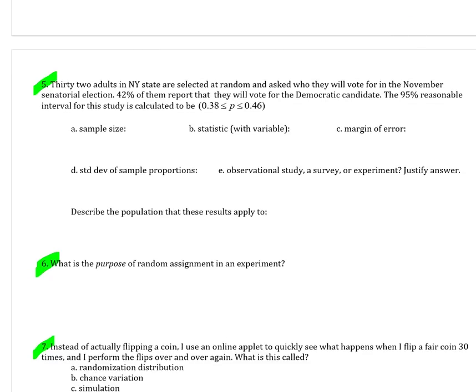All right, 32 adults in New York are selected at random and asked who they will vote for in the November senatorial election. 42% of them report that they will vote for the Democratic candidate. The 95% confidence interval for the study is calculated to be 0.38 to 0.46. Okay, now your sample size, that's how many people you took to make an inference about the population at large. So your sample size was your 32 adults in New York.